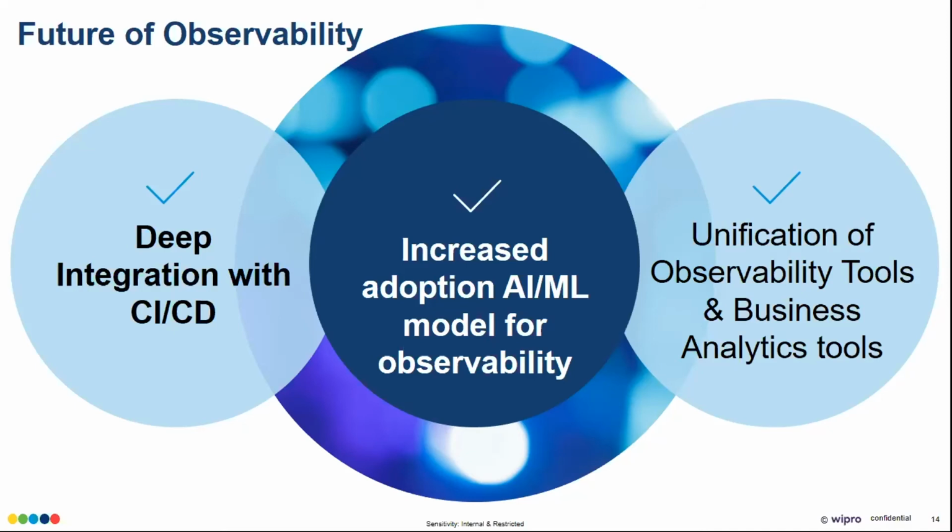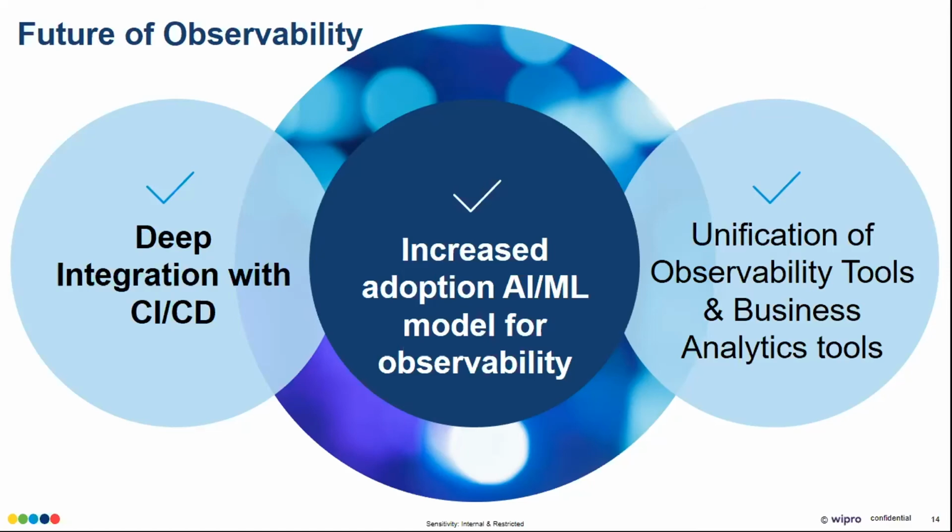And then there is going to be unification of all the tools, so that observability tools and business analytics tools are unified, so that all your business contexts are well established, and even if something happens, you have a backup system to check and understand the system better. So that is where this business analytics and observability tool unification comes in. So this is where the future of observability is going to be.